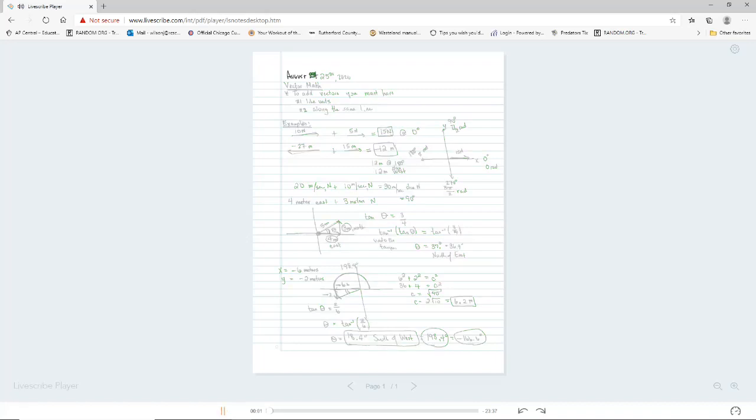This is actually August 25th, 2020. Vector math. I'm going to zoom in here just a second. So this is a new branch of math altogether.